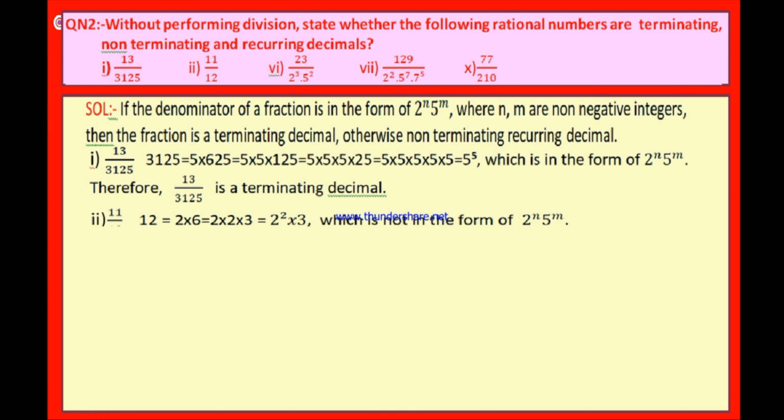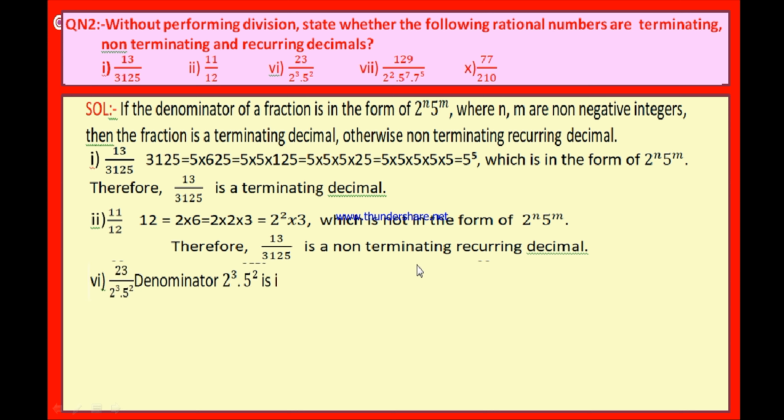Now look at the second bit. 11 by 12. The denominator is 12. Now let us write this 12 as 2 into 6, this 6 as 2 into 3. Therefore this is in the form of 2 square into 3, which is not in the form of 2 power n into 5 power m. Why? Besides 2 and 5, 3 is also a factor of 12. Therefore the given fraction is a non-terminating recurring decimal.